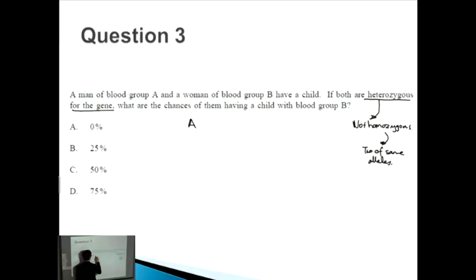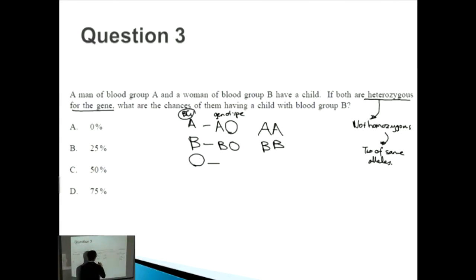So first of all, you've got A. So blood group A could either mean that they have an AO genotype. Genotype means what kind of alleles they have. Or they could have an AA because the A is dominant. If someone was to have B blood group, then they would either have the genotype BO or BB. If someone was to have an O phenotype, then they must have an OO genotype. And if someone was to have an AB phenotype, then they must have an AB genotype.